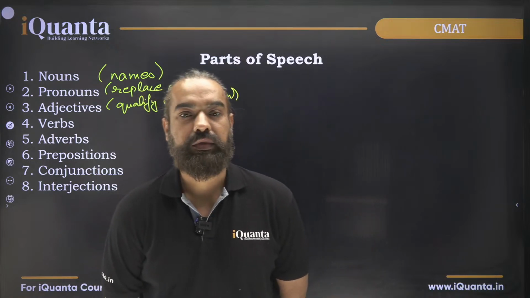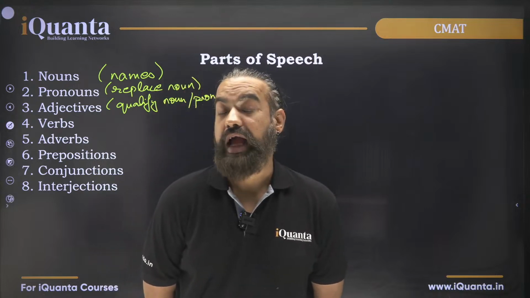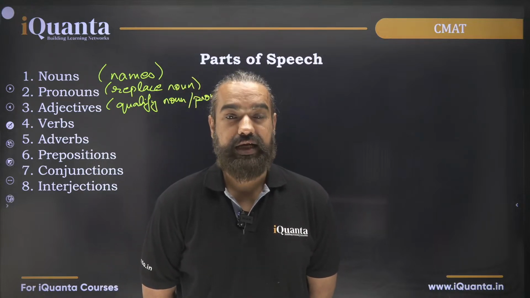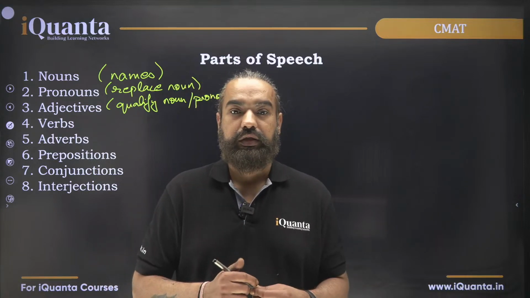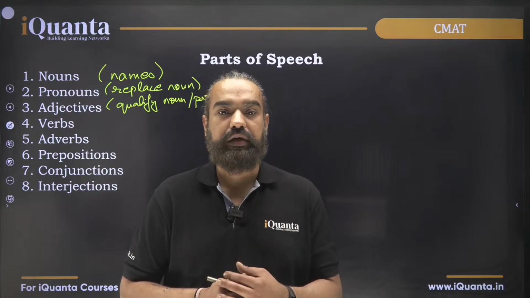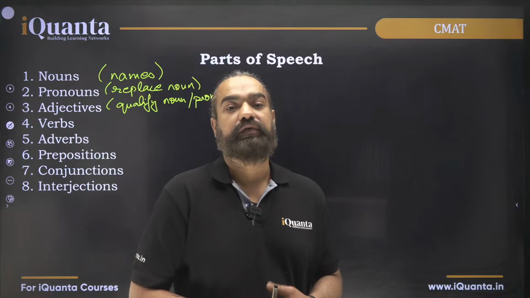This becomes a verb. But if I say, I am tall, now there is no action word in this sentence. But as I said, no sentence can be complete without a verb in it. What is the action? What is the verb here? When I say I am tall, am becomes a verb.